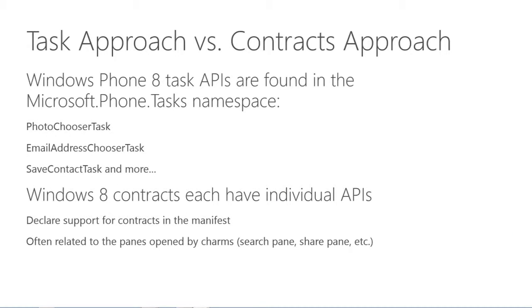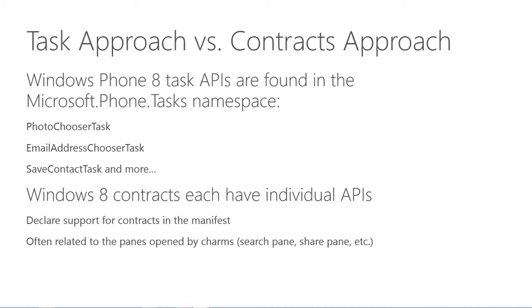So the task approach: Windows Phone APIs are found in the Microsoft.Phone.Tasks namespace. So things like the photo chooser task, email address chooser task, save contact task. There's a whole slew of them. There's probably 20, 30, maybe more tasks that are available. And so between tasks and choosers, you have a bunch there.